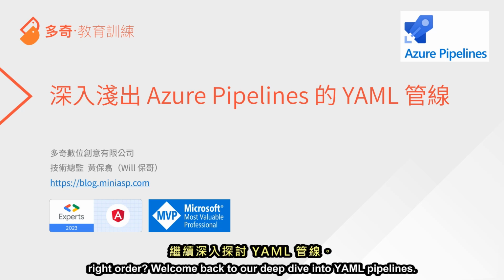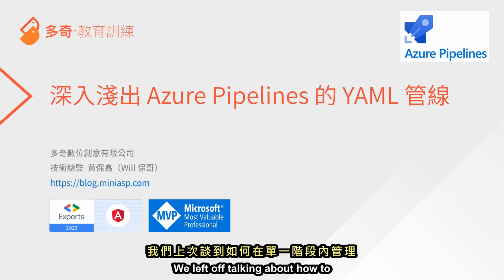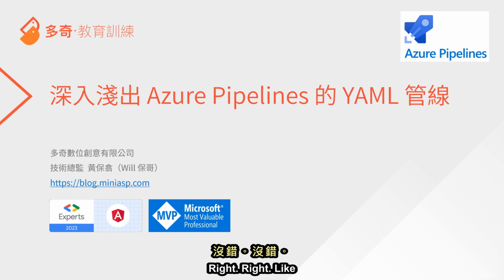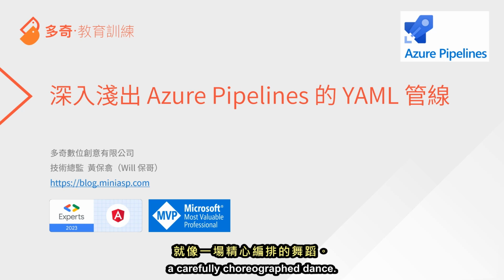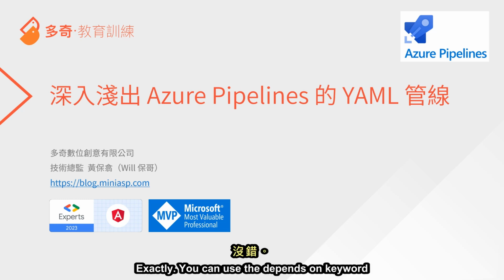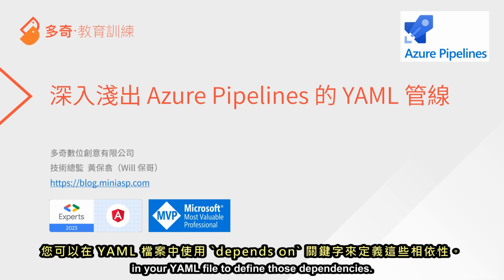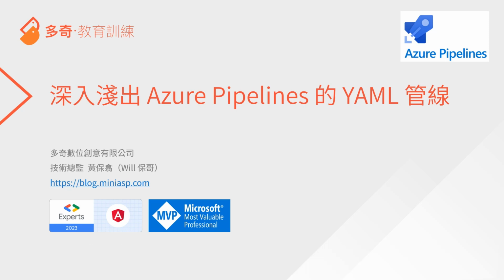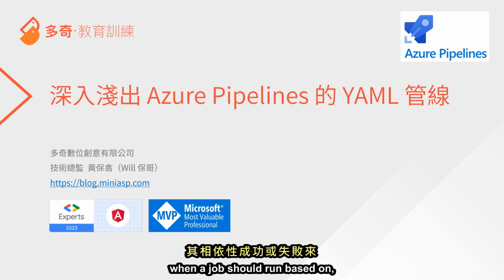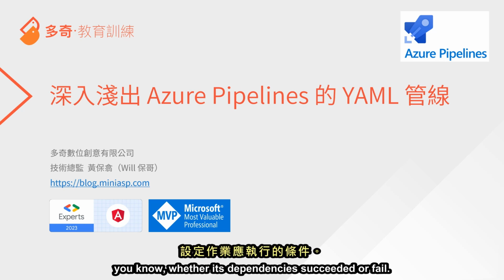Welcome back to our deep dive into YAML pipelines. We left off talking about how to manage dependencies between jobs within a single stage. Right. Like a carefully choreographed dance. Each job has its moment, but they have to perform in the right order. Exactly. You can use the dependsOn keyword in your YAML file to define those dependencies. That way you make sure jobs run sequentially. You can even set conditions for when a job should run based on whether its dependencies succeeded or failed.